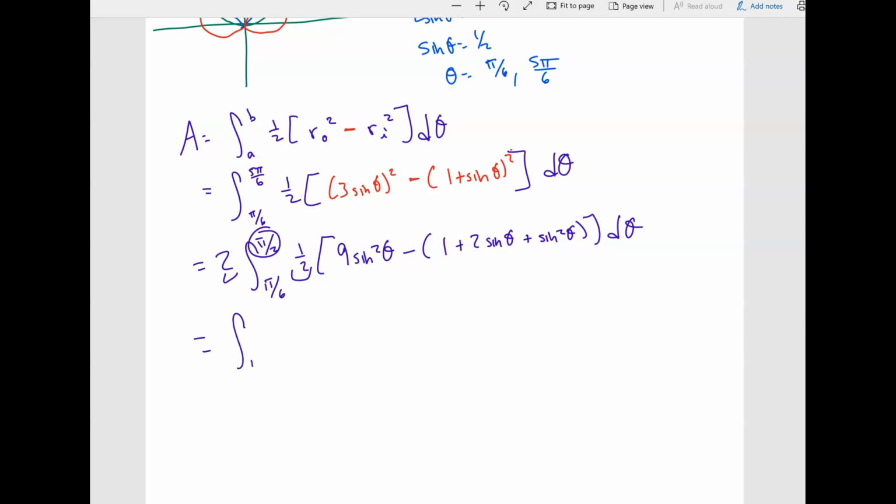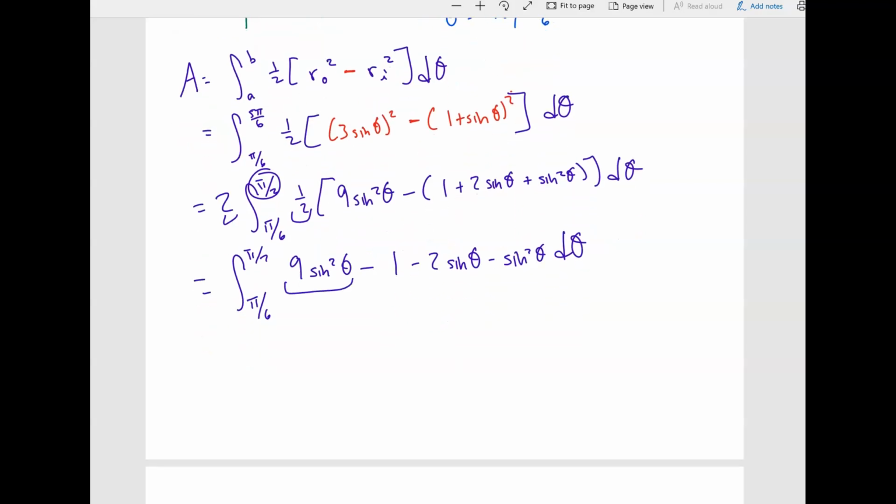So you're just left with the integral from pi over 6 to pi over 2 of 9 sine squared theta minus 1 minus 2 sine theta minus sine squared theta, d theta. So I can collect these two guys. So it's going to be pi over 6 to pi over 2. Okay, and then you're going to get 8 sine squared theta. Let me write the minus 2 sine theta first, and then minus 1 d theta.